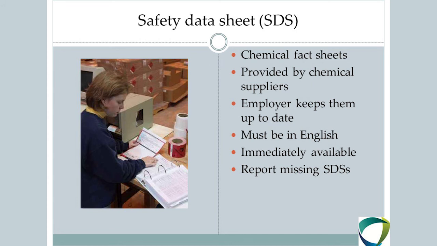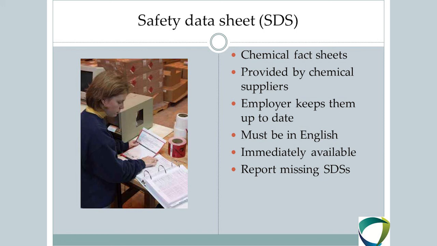Labels provide an immediate hazard warning, but you can find detailed information about a chemical's hazards on its safety data sheet. A safety data sheet is a fact sheet for a hazardous chemical. There must be an SDS available for each hazardous chemical in the workplace. Chemical suppliers provide the safety data sheets, but the employer is responsible for making sure the sheets being used are kept up to date. They must be in English, but the employer may have copies in other languages as well.